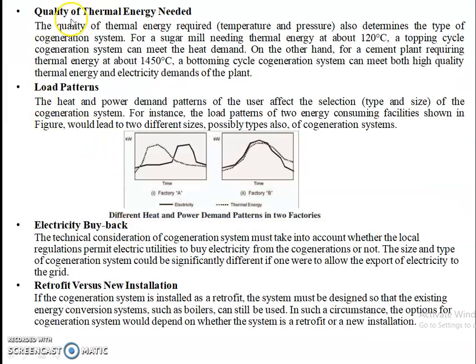Next slide, we discuss the quality of the thermal energy needed. The quality of the thermal energy required, in terms of temperature or pressure, also determines the type of cogeneration system.